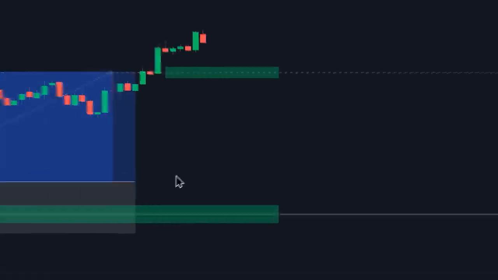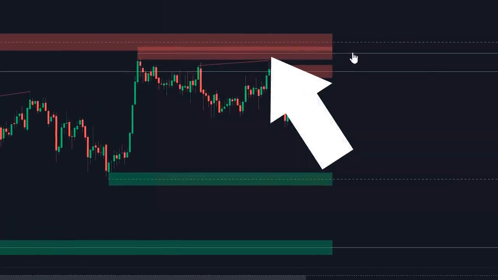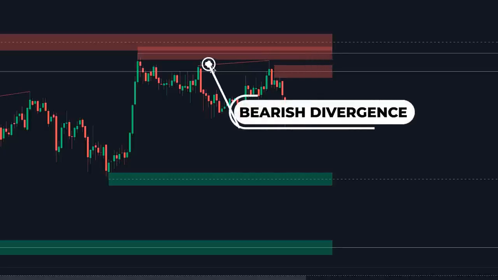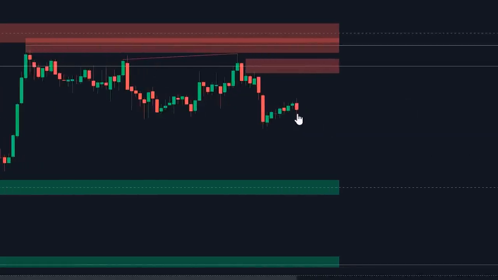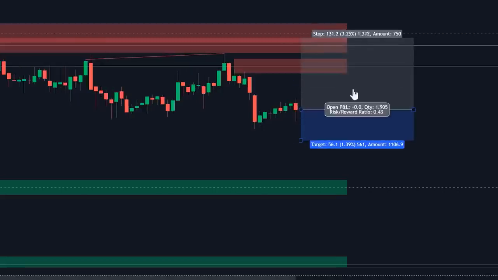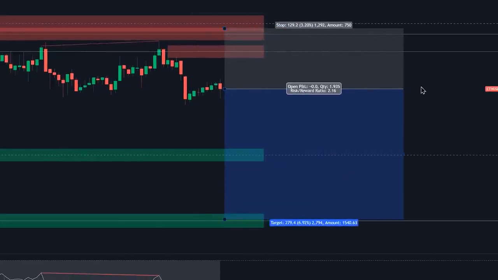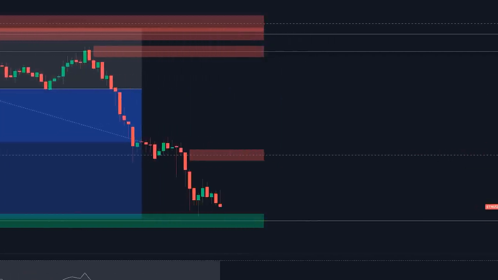For a short position, you want to do the opposite. You identify a strong resistance level indicated by a red level with a solid line in the center. Once you have that, you identify a bearish divergence, which, as you can see, we have here. Now, you want to wait for a candle that's bigger than the last few candles, which we have here. Enter a short position, stop loss above the resistance level. The take profit can be set at this support level at the bottom. Let the trade run, and as you can see, it was profitable.